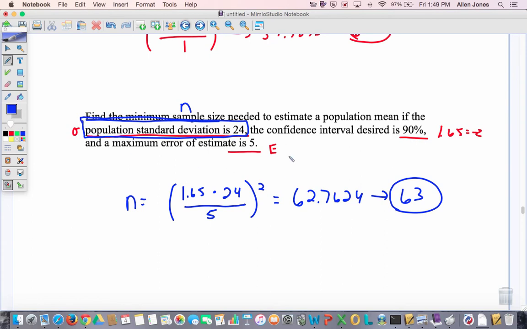Again, I'm going to highlight the fact that all of these problems gave us the population standard deviation, as that is an important part of why or how we come up with our z-scores from Table E.